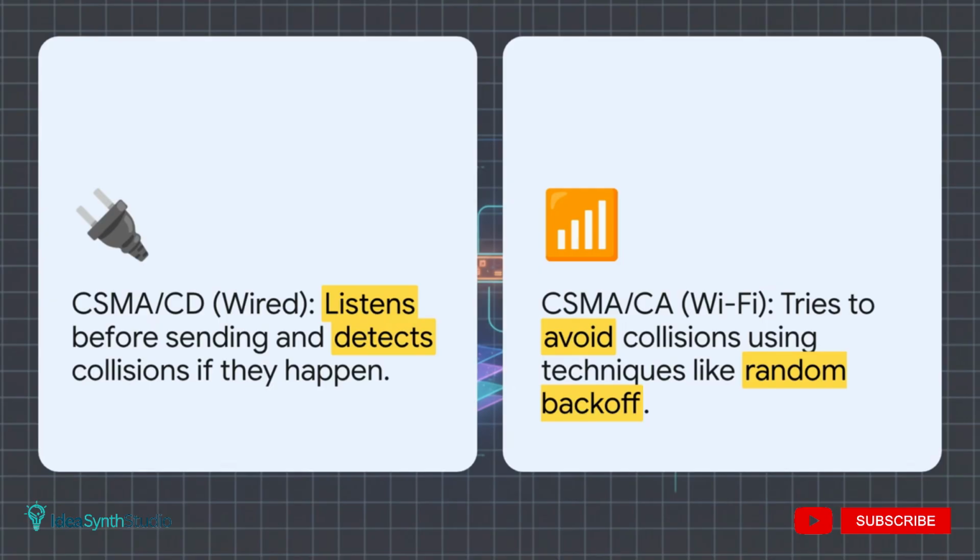Now, Wi-Fi is a bit different, a little more polite, you could say. It uses collision avoidance. It tries to prevent collisions from ever happening. Devices listen for a clear channel, and they'll even announce their intention to send data so others know to wait their turn. It's all about keeping the airwaves clear.